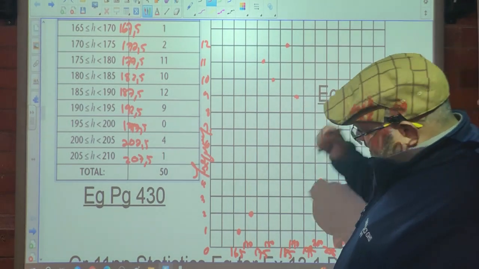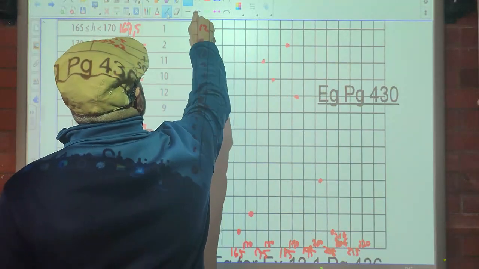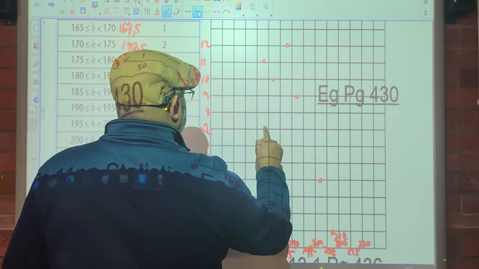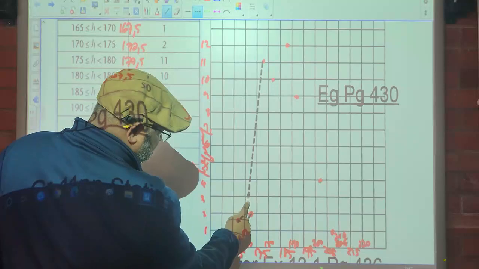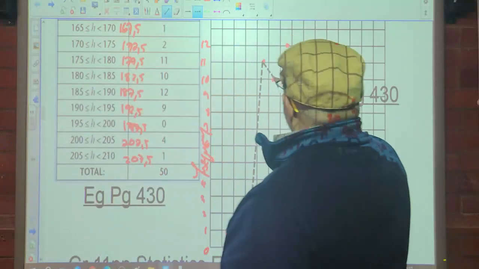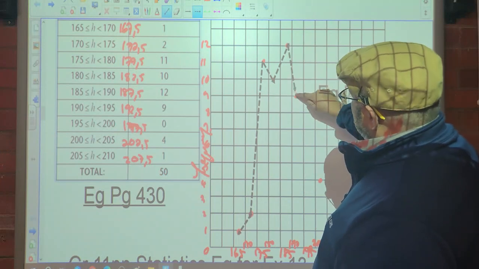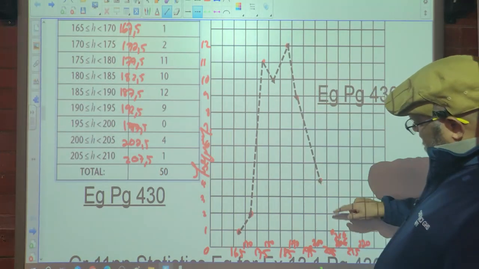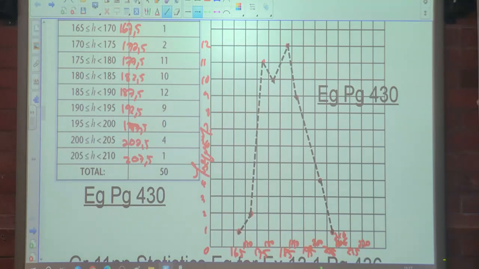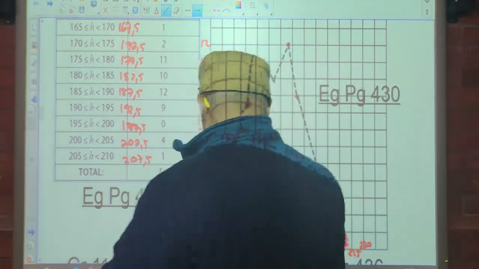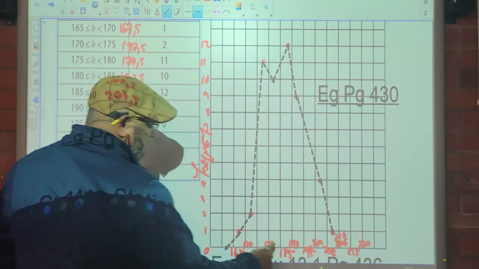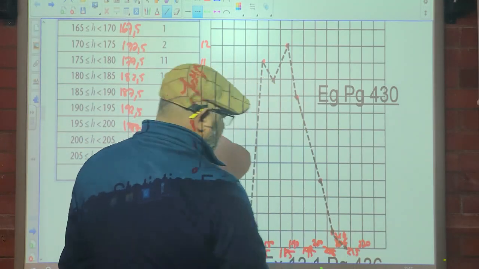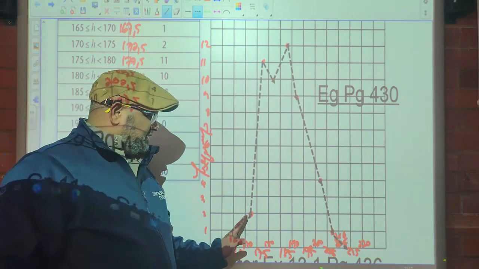So what happens now is you take a ruler and you join these dots. You start here. You mustn't have an arrow. That's your frequency polygon. What they do is they connect this to the empty class before, and then the empty class after. So what do you notice? It's a figure.